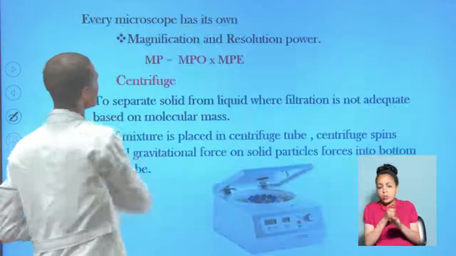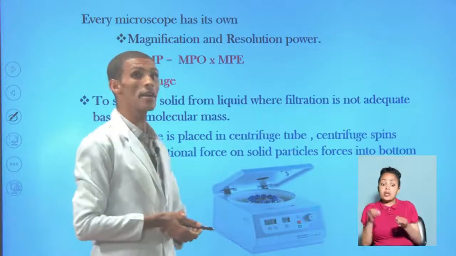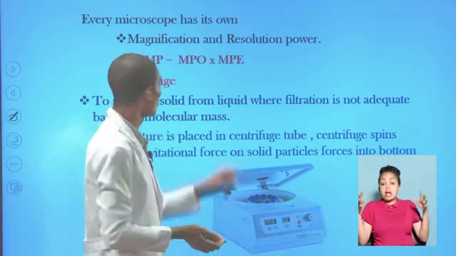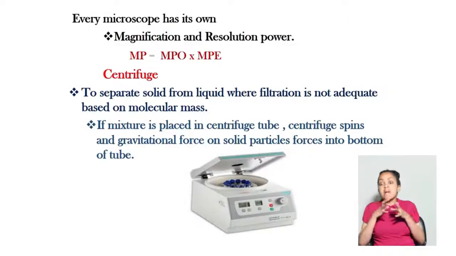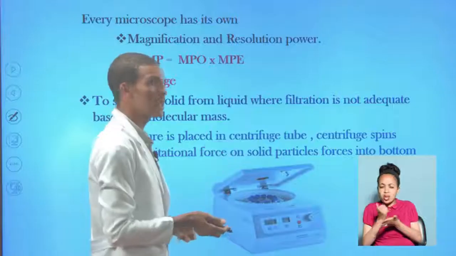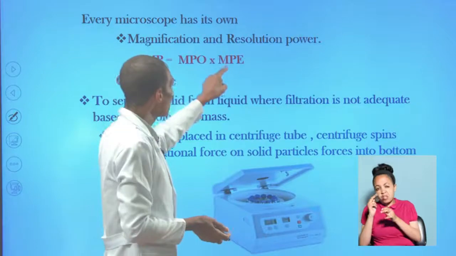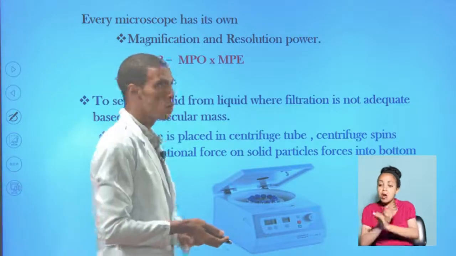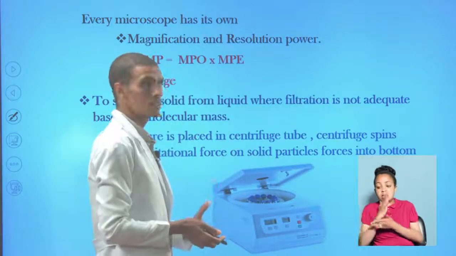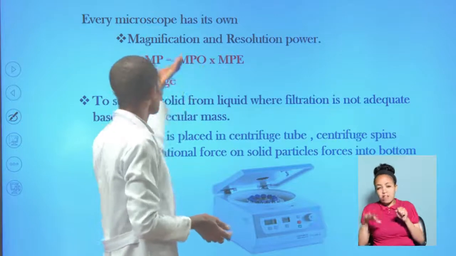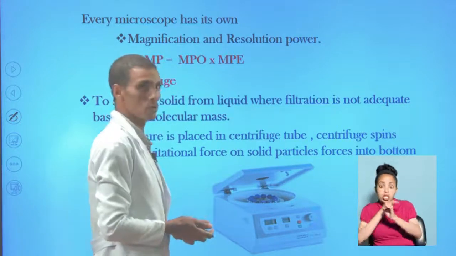Every microscope has its own magnification and resolution power. When we say magnification, we mean increasing the size of an image bigger than its actual size, which is the product of the magnification power of the objective lens times the magnification power of the eyepiece lens. If a problem is given, we can find the magnification power of a certain microscope.